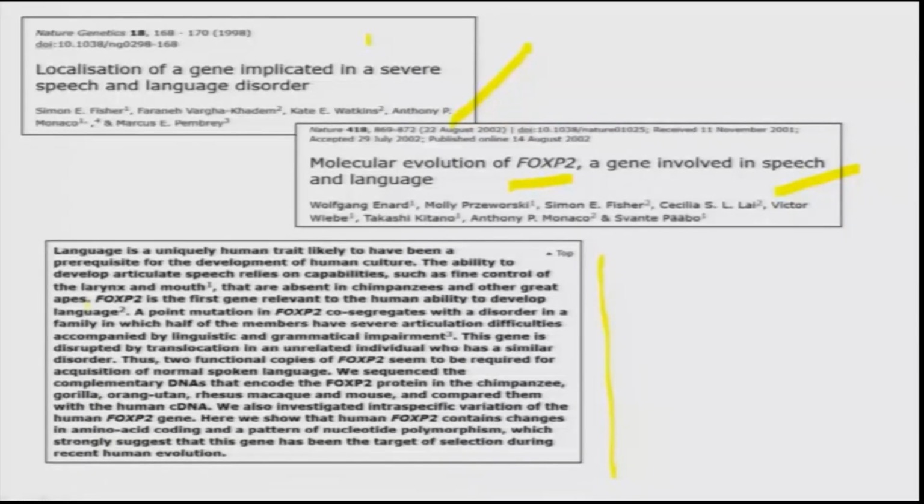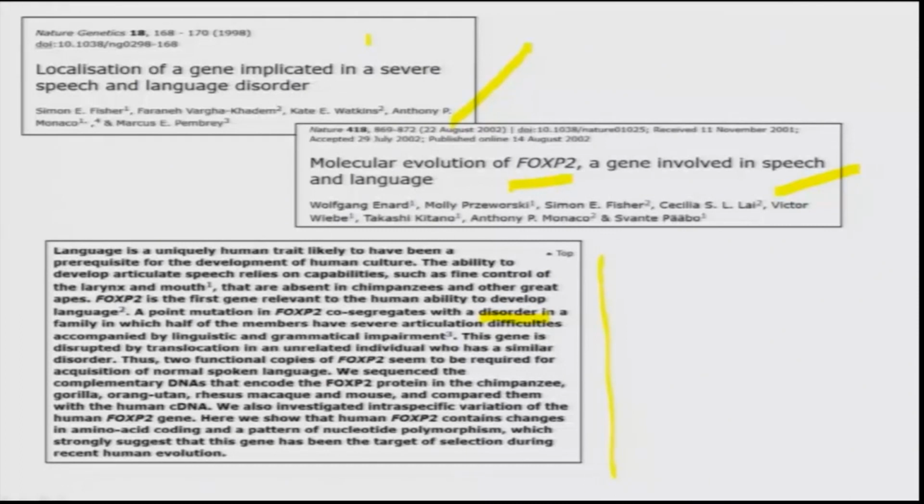Okay? So, FOXP2 is the first gene relevant to the human ability to develop language, because if you have a defect there, you are unable to speak. A point mutation in FOXP2 co-segregated with a disorder in a family in which half of the members have severe articulation difficulties accompanied by linguistic and grammatical impairment. They cannot speak and they cannot comprehend or put together even a sentence. This gene is disrupted by translocation in an unrelated individual who has a similar disorder.